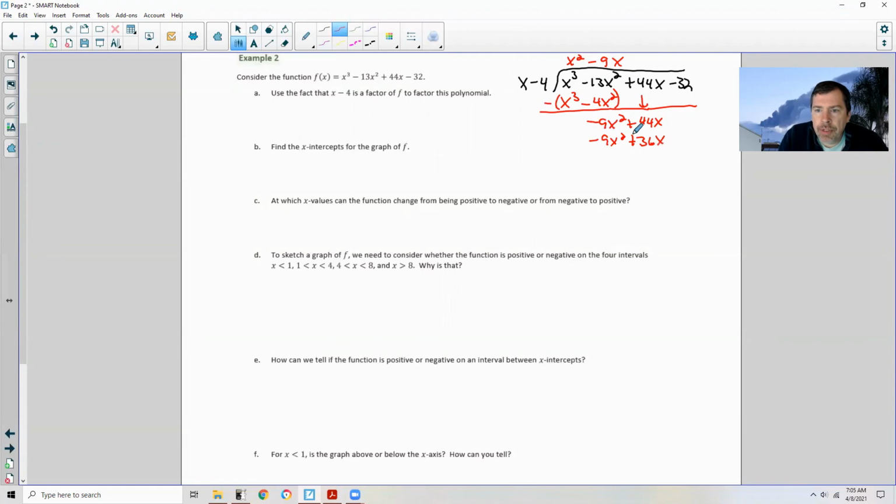X. Negative times a negative is positive. And we subtract. That goes away. 44 minus 36 is 8x. Bring down the minus 32. And I need an 8 times x to give me 8x. And 8 times a negative 4 is, I'm saying 4 and writing it, I wanted to say 32. Negative 32. Subtract. And we get no remainder. So now I have, all right, f of x equals, they gave us the first factor, so it's x minus 4. Now we have x squared minus 9x plus 8.